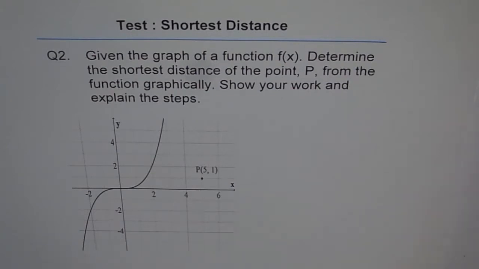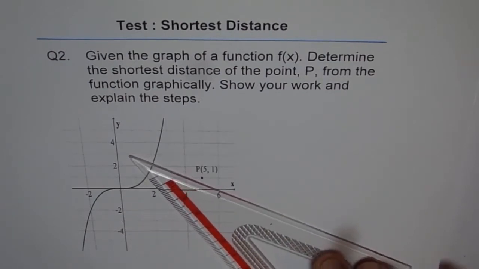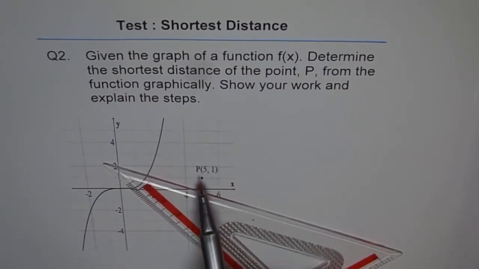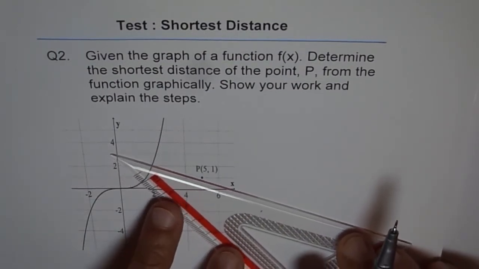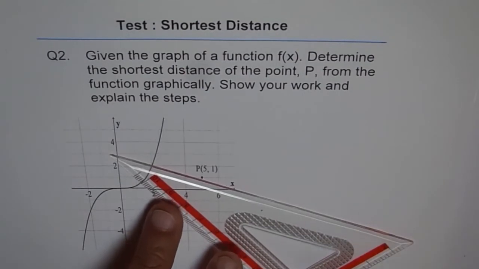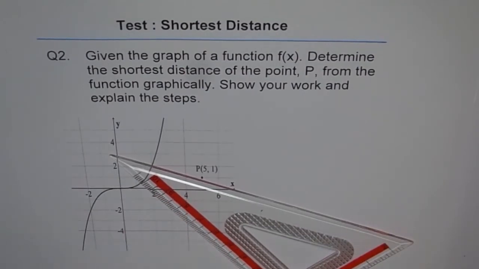Now this is a very interesting question and I thought I would take it right in the beginning. How do you find the shortest distance from a point which is outside the graph? Of course, outside. If it is on the graph, then the shortest distance to the graph itself is 0. Now, the steps are, you should draw a normal from the point to the graph. So this is your point P, (5, 1). To find the shortest distance, what we need to do is to draw a normal. Normal means perpendicular from P to the graph.